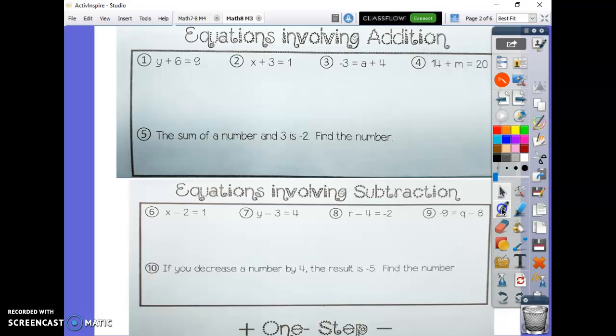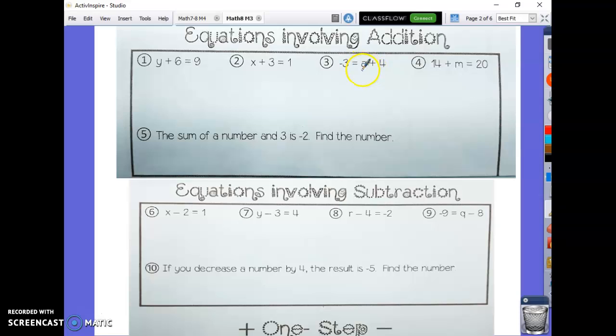Remember, guys, whenever we see an equation, usually what we're trying to do is figure out what our variable is supposed to equal. So in this case, the first one says y plus 6 is equal to 9. Well, we want to solve for y. How do we do that? Well, we do that by doing the opposite operation. The opposite of a plus sign is a minus sign, or subtraction sign. So we're going to subtract 6 from both sides, because whatever you do to one side of the equal sign, you must do to the other side of the equal sign.